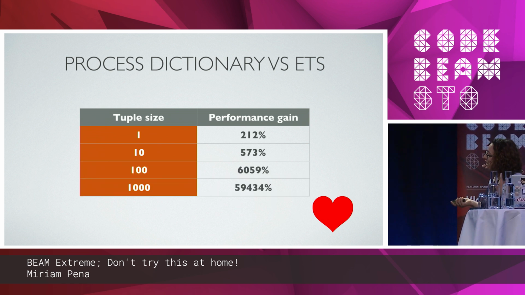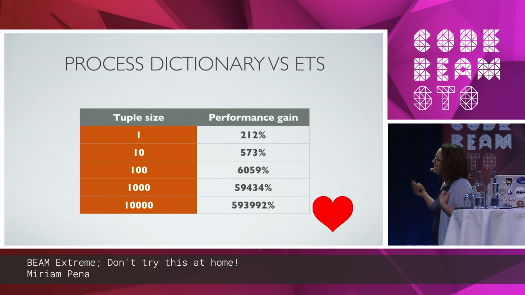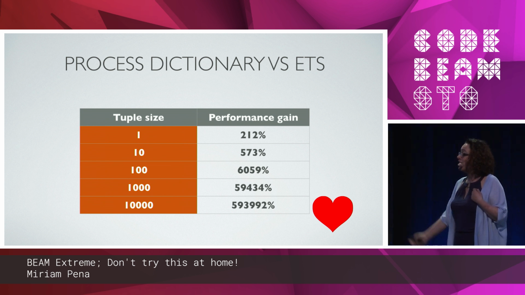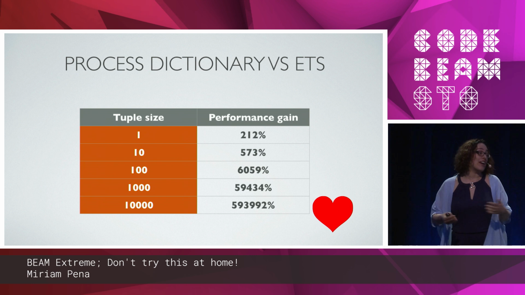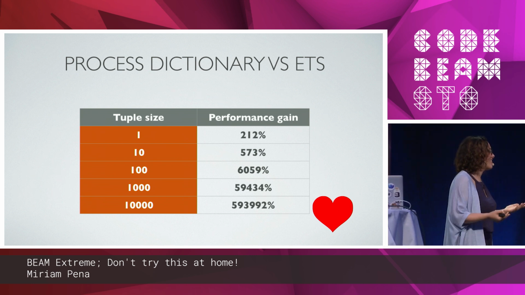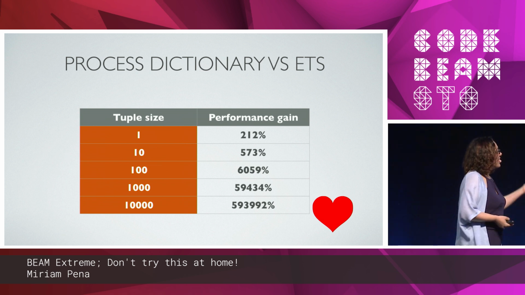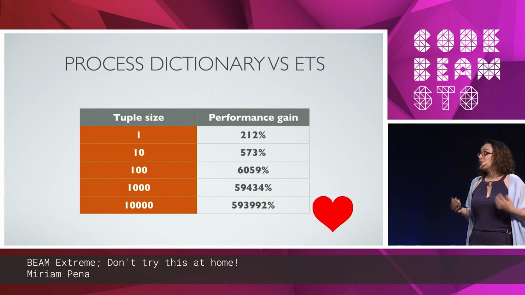But as the tuple gets bigger, it gets madness. It's really crazy, like 6,000 times better for a tuple size of 10,000 elements that you will never do because no one in his right mind will ever use a tuple of 10,000 elements. You put it in a dictionary or a tree or something. But yeah, so it's really, really faster.